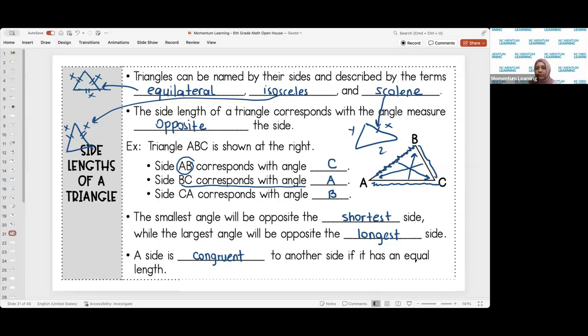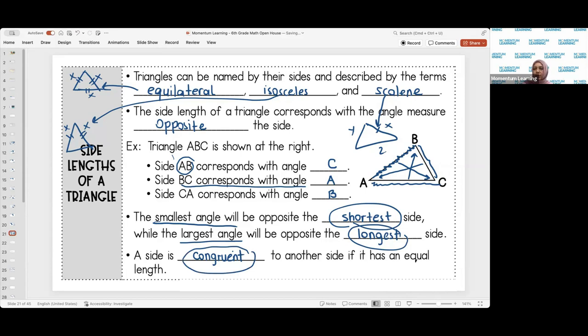The smallest angle will be the opposite of the shortest side. And the largest angle will be the opposite of the longest side. So we have the same correlation: shortest side related to smallest angle, longest side related to largest angle. A side is congruent to another side if it has an equal length. Congruent means they have the same length, like 10 centimeters and 10 centimeters, 2 inches and 2 inches. So these are congruent sides.